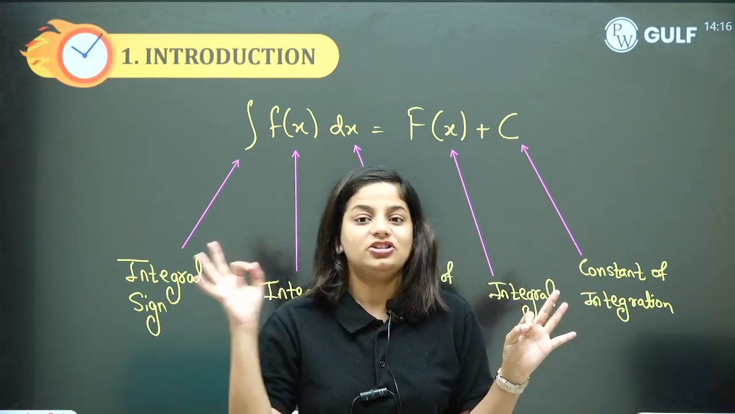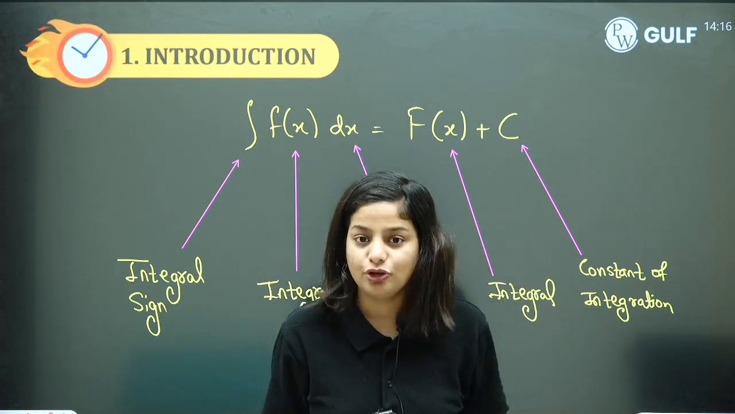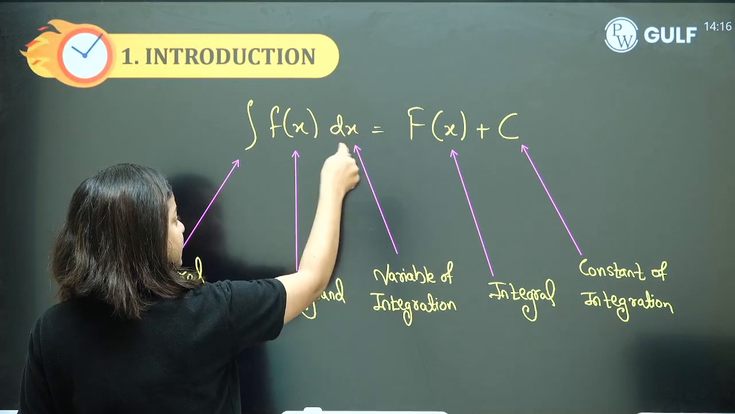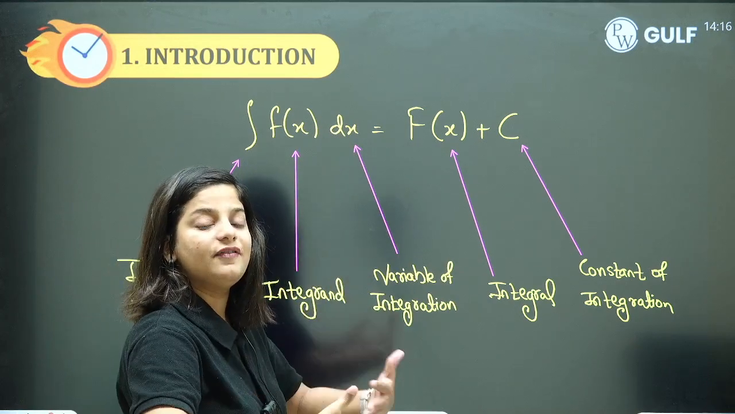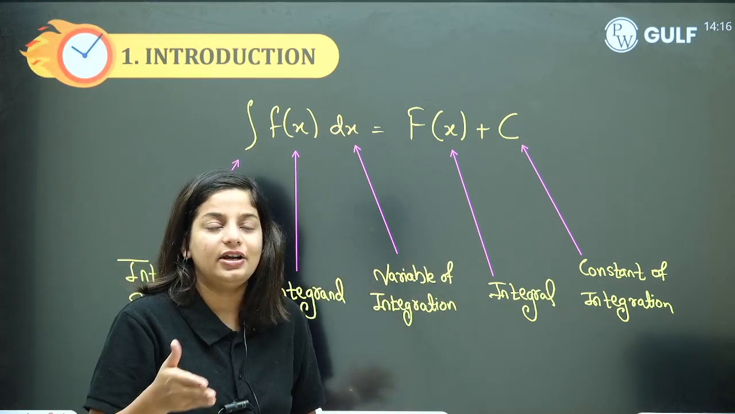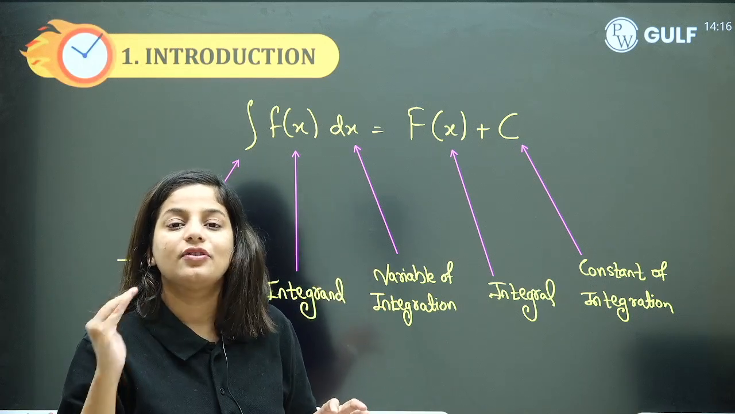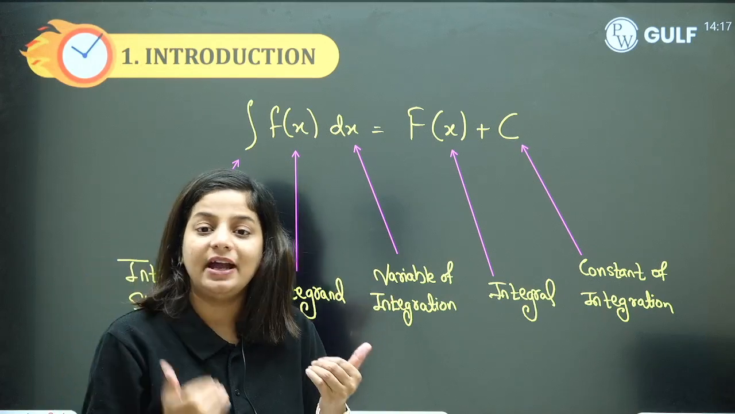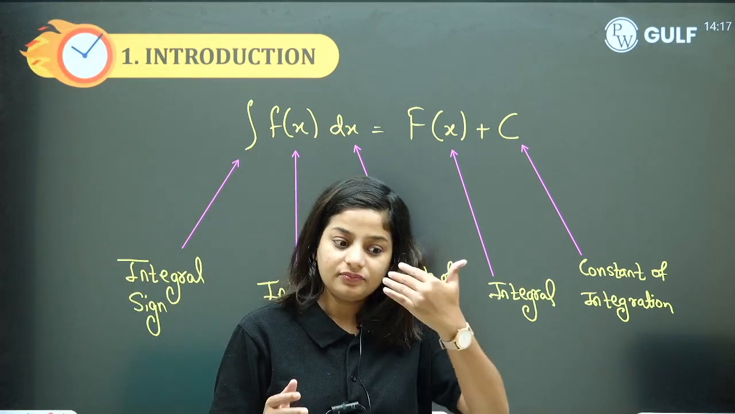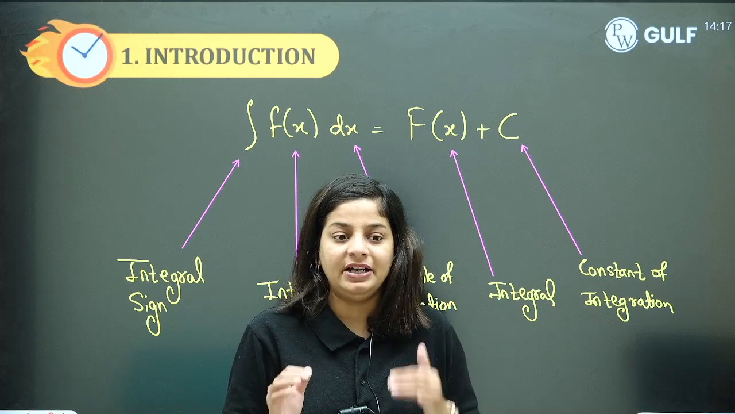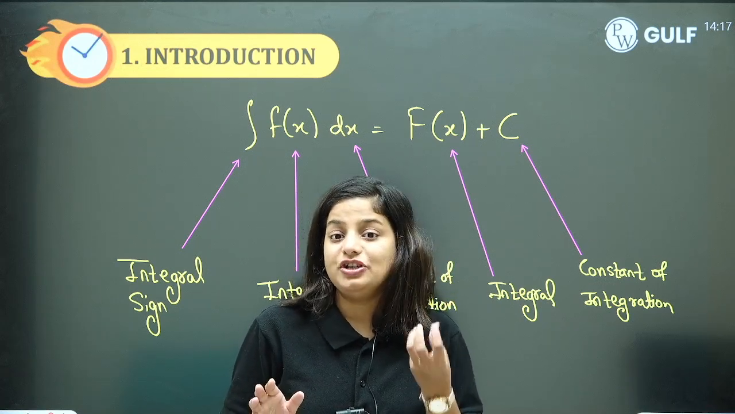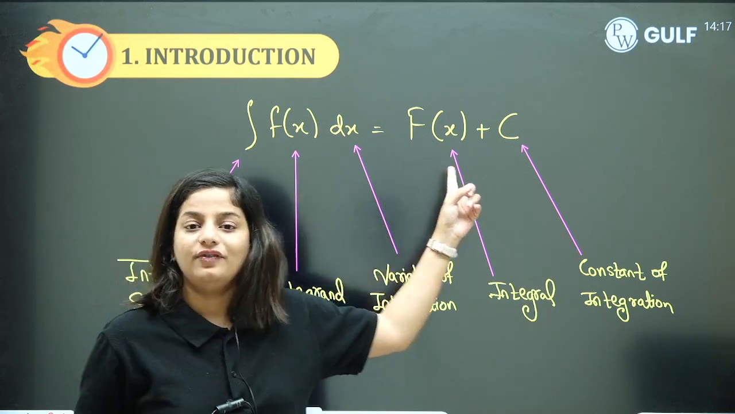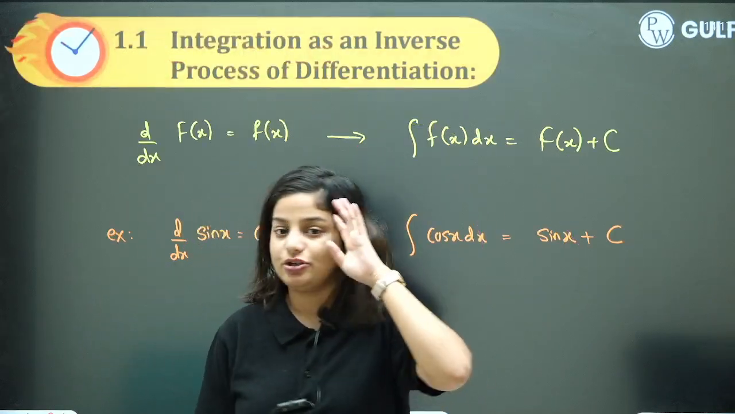Whenever you write a question and an answer, these 5 parts should be there. Integration of a function with respect to x. This dx tells you which variable you're integrating the function with respect to. Like in derivative, d by dx of sin x means you're differentiating with respect to x. d by dy of sin y, you're differentiating with respect to y. d by dt of cos theta, you're differentiating with respect to t. So similarly, you're integrating with respect to a variable, that is called the variable of integration.